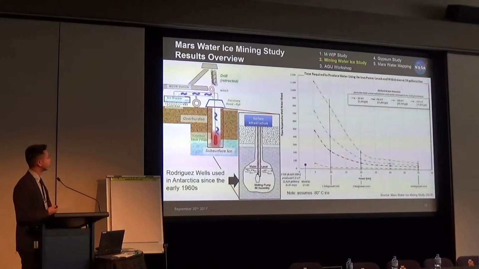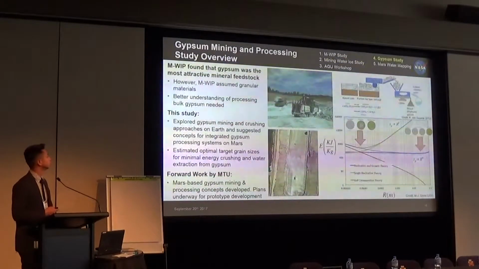So moving on to the mining water ice study, it did basically the same thing, and it really focused on a concept called the Rodriguez well, which has been used in Antarctica since the early 1960s, and attempted to characterize the energy demand as a function of the production rate, if you will. And so in this study, surface strip mining was essentially ruled out due to concerns with sublimation.